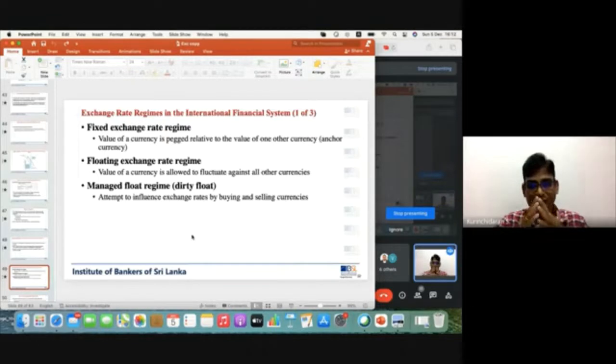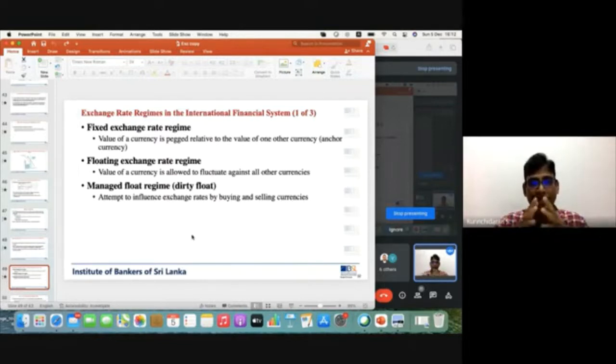Fixed exchange rate means you fix $1 is equal to 15 rupees. You fix it, we call it a peg. You peg to another currency, and you have to maintain it always. It's very difficult. There are countries that peg. The other one is floating. You just leave it to the market. The market will decide the exchange rate. That we call the floating exchange rate regime.